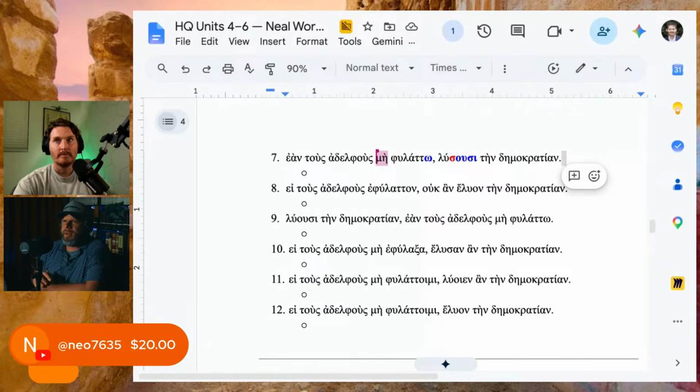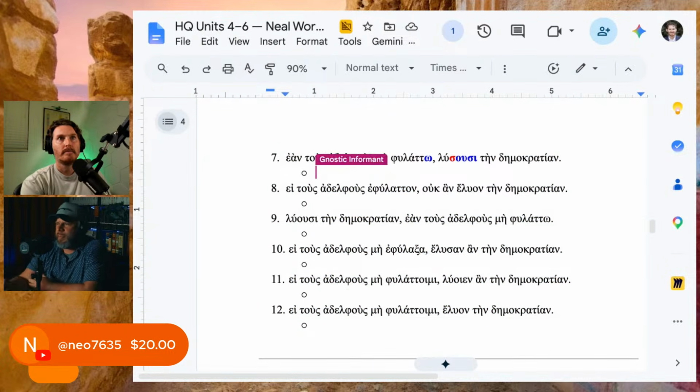the brothers, tous adelphous, accusative plural. So if I don't guard the brothers, right? But I still have to figure out what mood. I'm ahead of myself right now. I still have to figure out what this is: ean plus this. Okay, so I'm looking for the mood of this. Is that subjunctive?